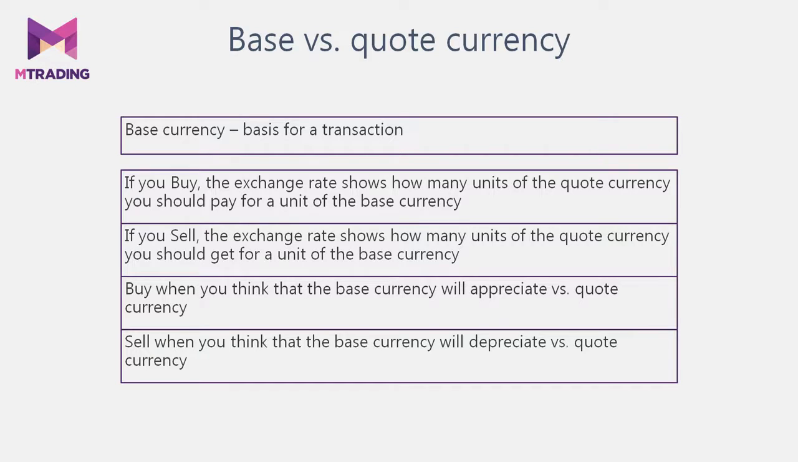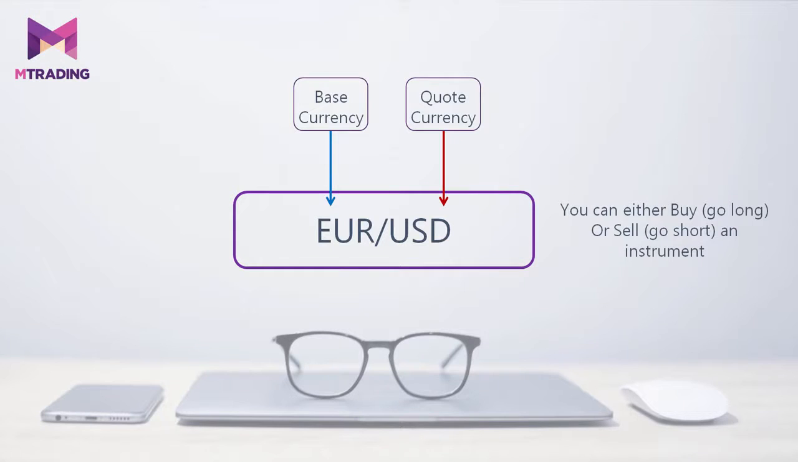You usually buy when you think that the base currency will appreciate versus the quote currency, and you sell when you think that the base currency will depreciate versus the quote currency. So here we have an example instrument. In this case, it's the euro dollar currency pair. The base currency in this pair is euro, and the quote currency is US dollar. So if you think that the euro will get stronger against the dollar, you buy, also known as go long. If you think that euro will weaken and that the dollar will strengthen, you would sell the pair, also known as go short.